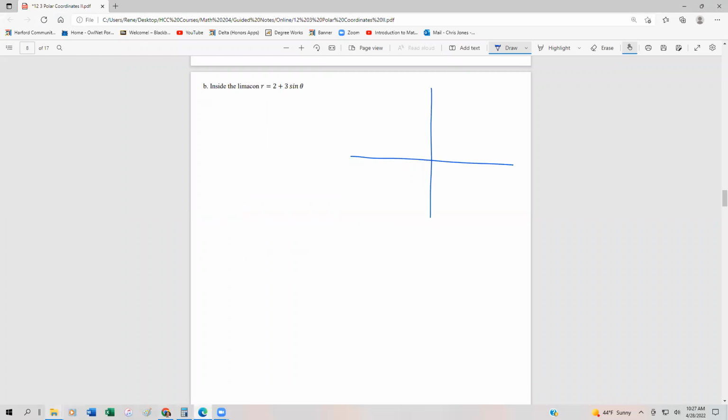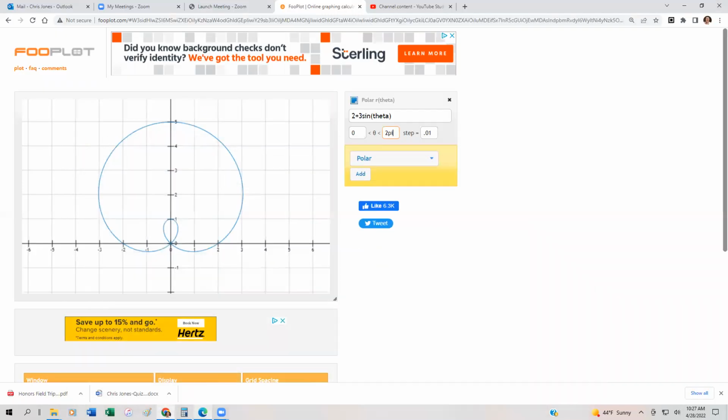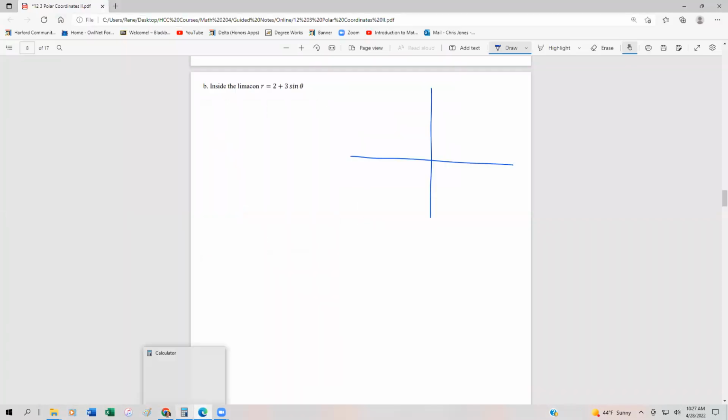So we're going to have an inner loop, like a circle inside of here. Then we're going to have a little dimple out here, another dimple, and it's going to look something like this. The area we want is everything that's inside of here, and to figure that out, we're just going to use our formula.